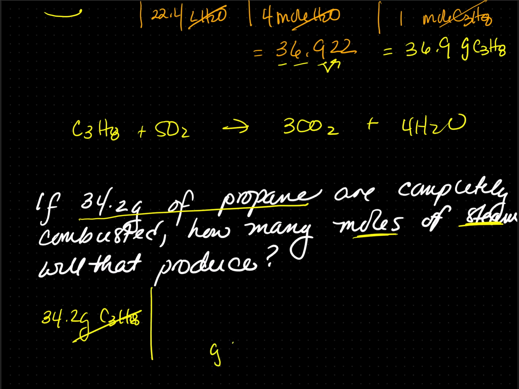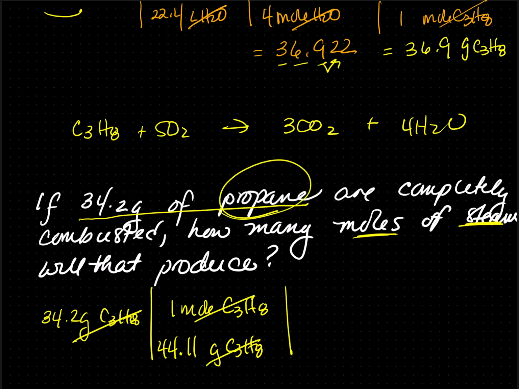The only conversion with grams is molar mass, which tells you 1 mole of C3H8 is equal to its mass, which we calculated above as 44.11 grams. Grams of C3H8 cancel out. So diagonal units need to cancel out, so this has to be moles of C3H8. And since we're going from propane to steam, we're going to do mole ratio because this is the only time we could change one element or compound to a different element or compound.